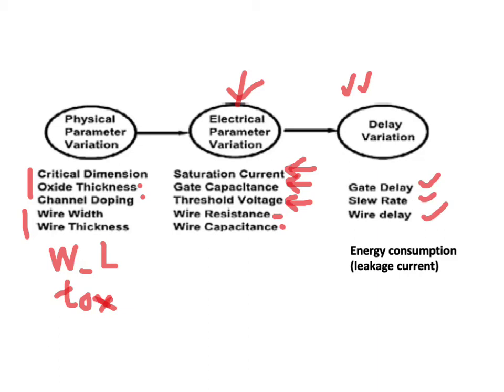The slew rate will change, and this is the speed at which the inputs and the outputs of a gate can change. What is the rate of change, let's say, going from a logic 0 to logic 1? And besides speed, energy consumption can also change. And the most significant change due to variability is really the leakage current.